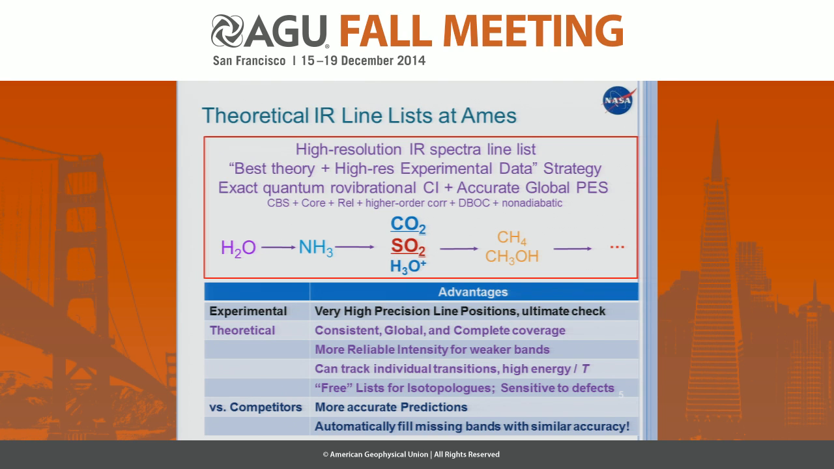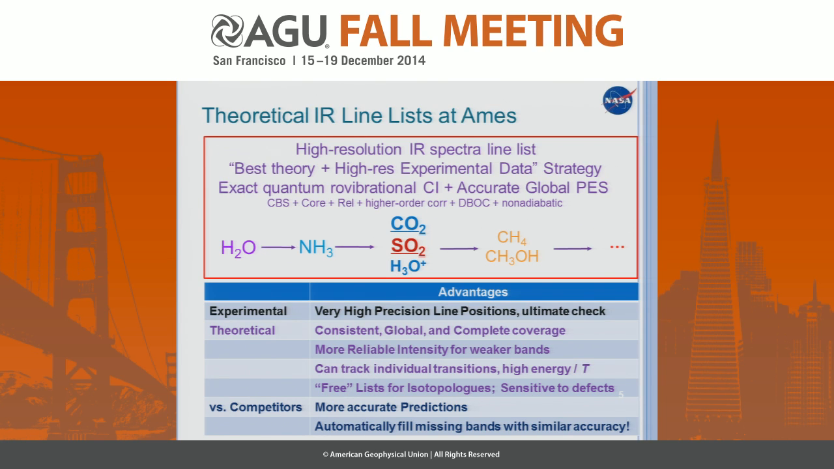Compared to the traditional experimental strategy, we cannot provide very high precision line positions. Usually, experimentalists are doing 10 to the minus 5 to 10 to the minus 8 wave number accuracy. We are not able to do that, and only experimental data can provide the ultimate check on any predictions. However, when we combine the ab initio theory available now with the selected reliable high-resolution experimental data, we are able to provide consistent, global, and complete coverage.